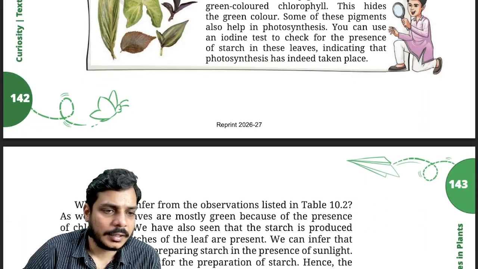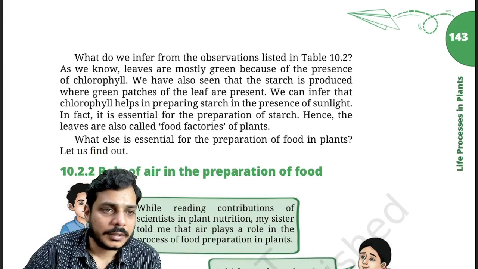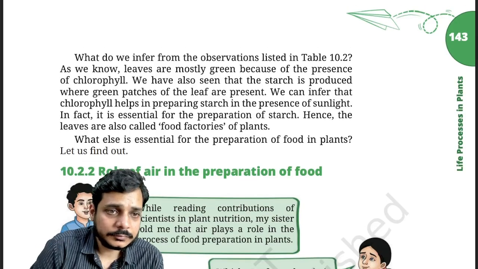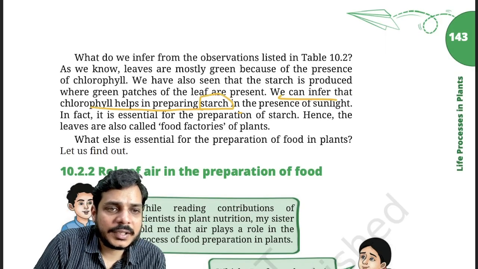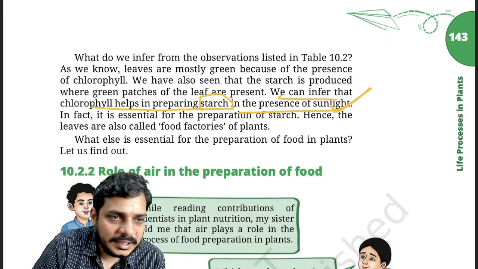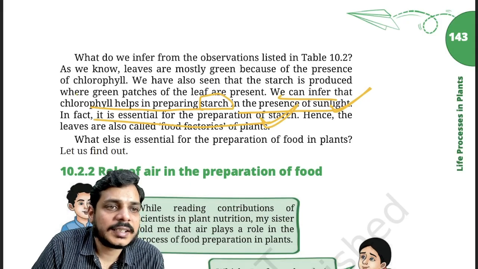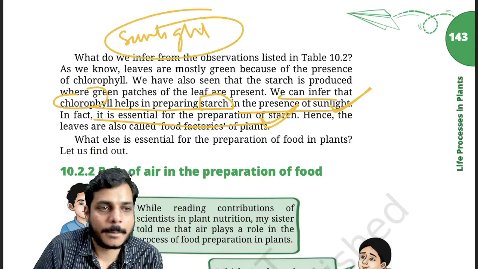Now moving on to the next part, role of air. Here the concluding line can be: we can infer that chlorophyll helps in preparing starch in presence of sunlight. It is essential for the preparation of starch. So we are saying that chlorophyll is necessary and also sunlight must be present at that point of time.